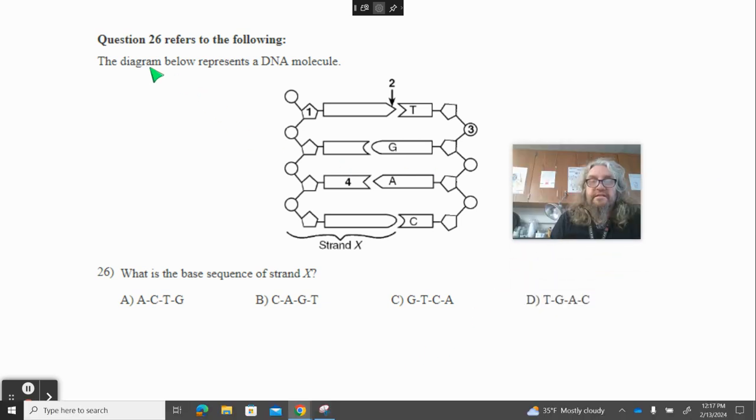26. The diagram below represents a DNA molecule. What would be the base sequence of strand X? Strand X, would it be A, B, C, or D?